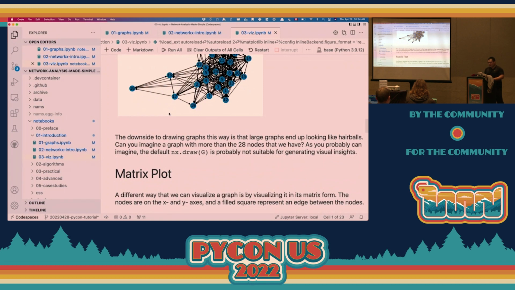So yeah, hairballs. This graph has like 28 nodes. It already looks like a hairball. So imagine what happens when you go to 200 nodes. It's going to look even worse, right? There are ways to visualize graphs so that you can derive insights and communicate effectively without resorting to hairballs. My whole message of this notebook is let's avoid hairballs and think carefully about how we design rational graph visualizations.